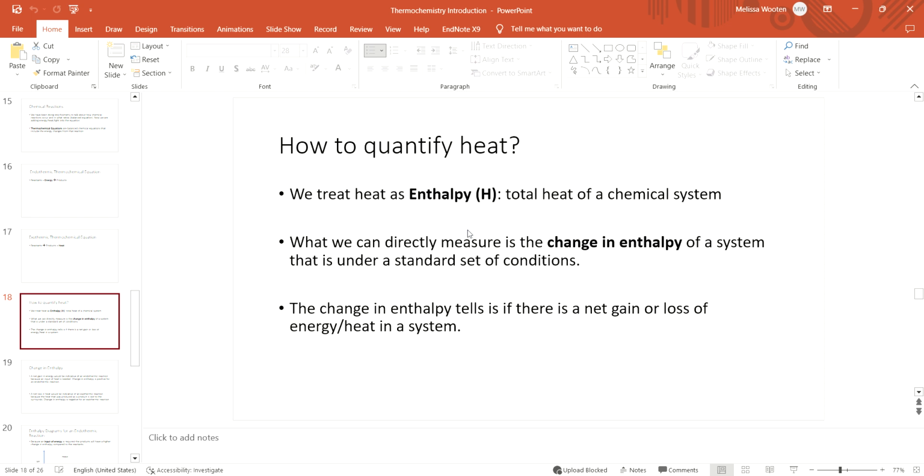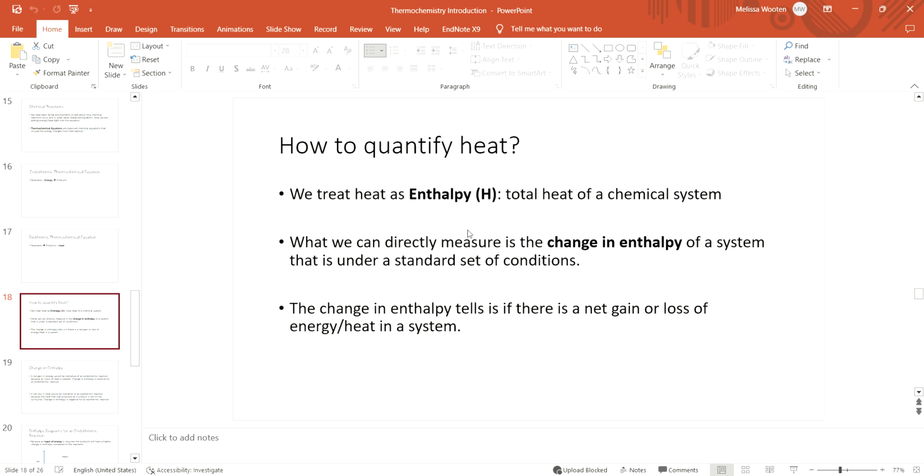Well, we treat heat as enthalpy, represented by the letter H, capital H. And enthalpy is the total heat of a chemical system. So a chemical system is a system that we set up that has a standard set of conditions. Right? It's kind of hard to measure the total heat of a system. It's a lot easier to measure the change in enthalpy. So we can measure the change in the temperature before the reaction occurs and the temperature after the reaction occurs.